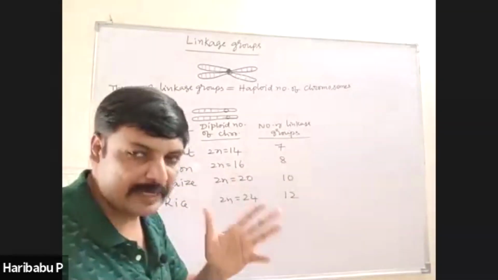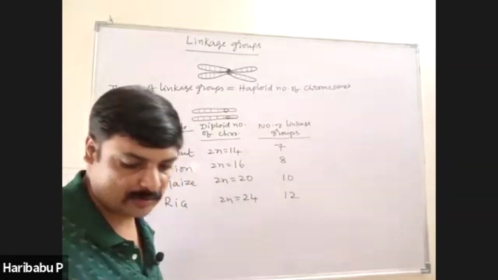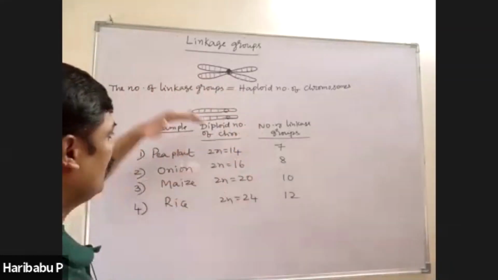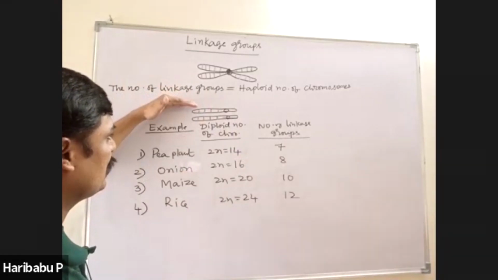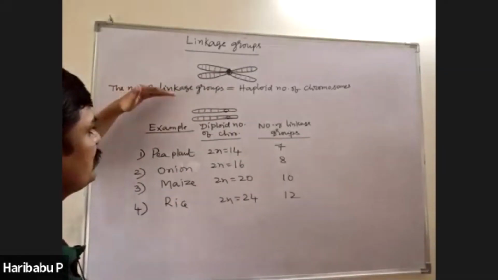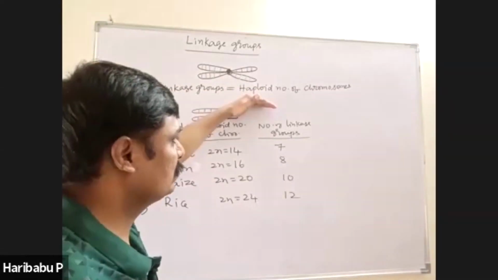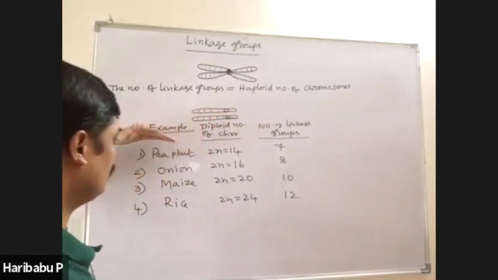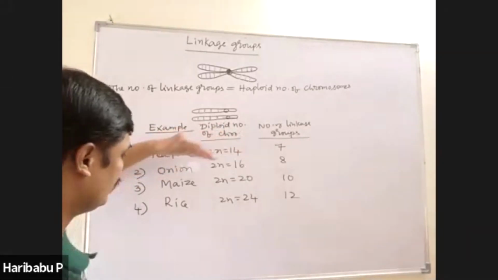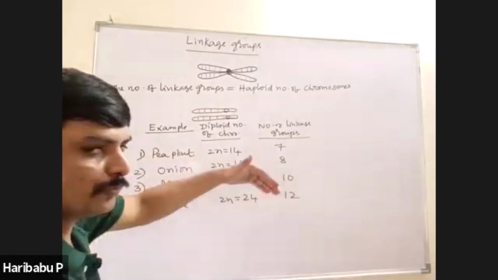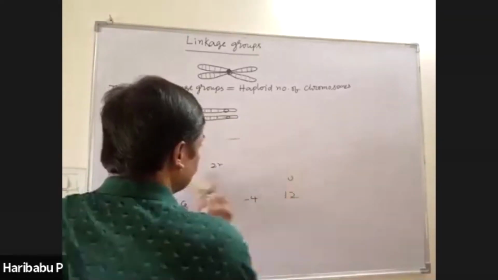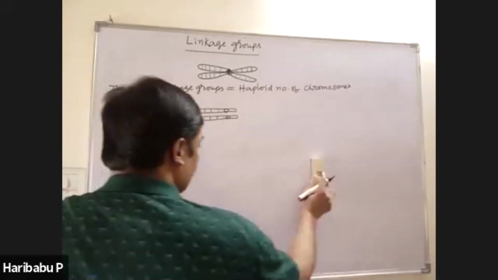But there is a slight difference in case of animals. Let us see. I think understanding this is very important. All the genes present on a single chromosome form a linkage group. The number of linkage groups is equal to its haploid number. For example, number of linkage groups in pea plant 7, onion 8, maize 10, rice 12. In case of animals, it is slightly different.